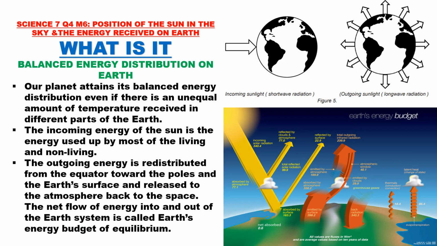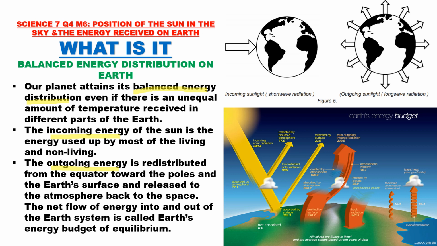Balanced energy distribution on Earth. Our planet attains its balanced energy distribution even if there is an unequal amount of temperature received in different parts of the Earth. The incoming energy of the sun is the energy used up by most of the living and non-living things. The outgoing energy is redistributed from the equator toward the poles and the Earth's surface and released to the atmosphere back to space.